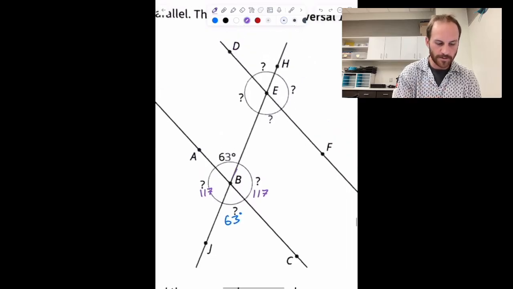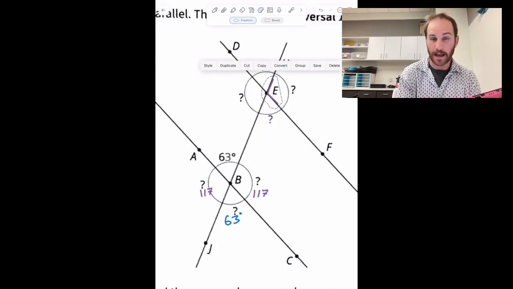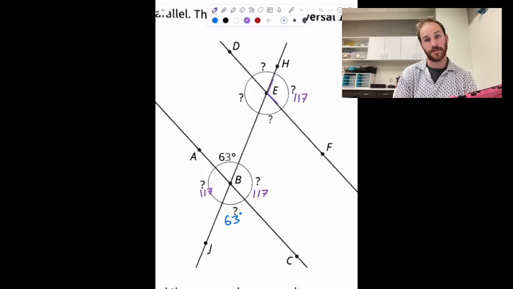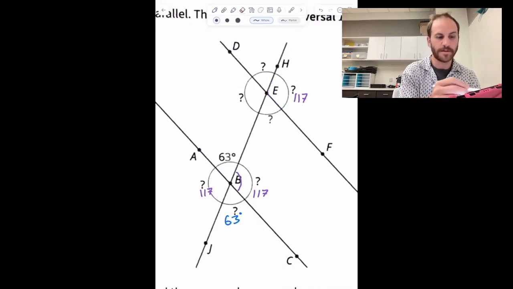And then up here, this is where it gets interesting. So I can take this angle, I'll call it angle B, because there's a B right there. And if I translate it up, I get angle E. Because that was a rigid transformation, angle E has to be 117 degrees.